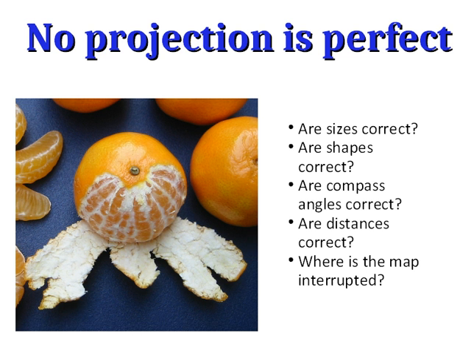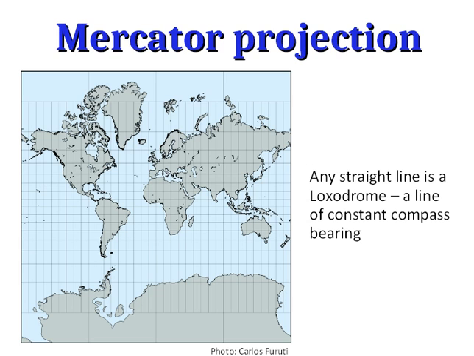Every map is going to have at least one interruption, at least one split in the surface of the Earth to get it flattened out. Some maps have more than that. So let's take a look at one famous projection called the Mercator Projection.